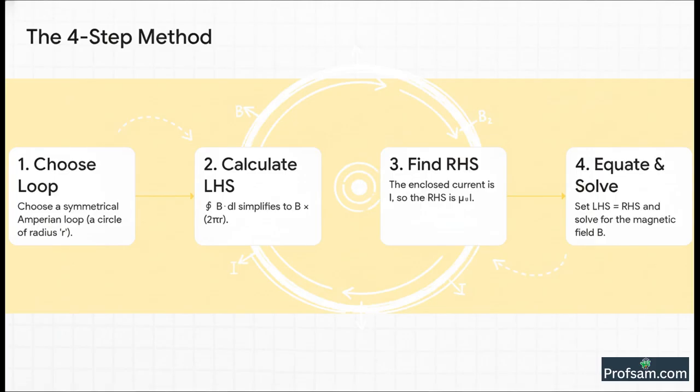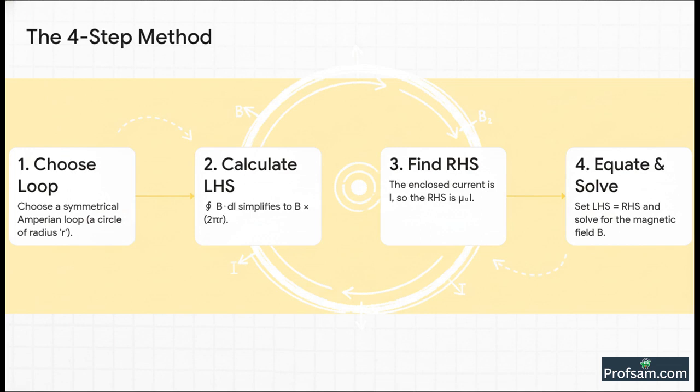Step 2, let's calculate the left-hand side, that scary-looking integral of B dot dl. Because of our clever choice of a circle, the magnetic field B has the same strength everywhere on the loop, and it's always parallel to the loop. So the integral just simplifies to B multiplied by the circumference of the circle, which is 2 pi r. See? The integration is gone.